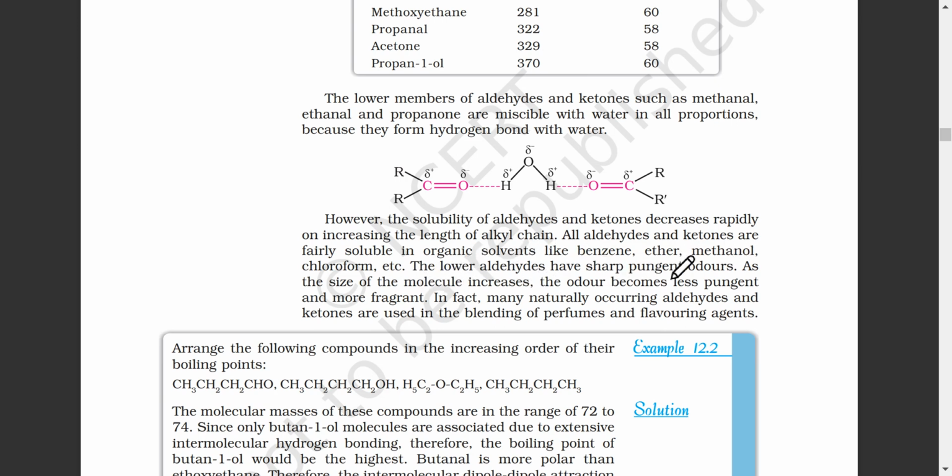The lower aldehydes have sharp, pungent odors. As the size of the molecule increases, the odor becomes less pungent and more fragrant. In fact, many naturally occurring aldehydes and ketones are used in the blending of perfumes and flavoring agents. The solubility is higher only when the polar group dominates; when the length of the alkyl chain increases, the non-polar, hydrophobic part of the molecule increases. As a result, the solubility will decrease.